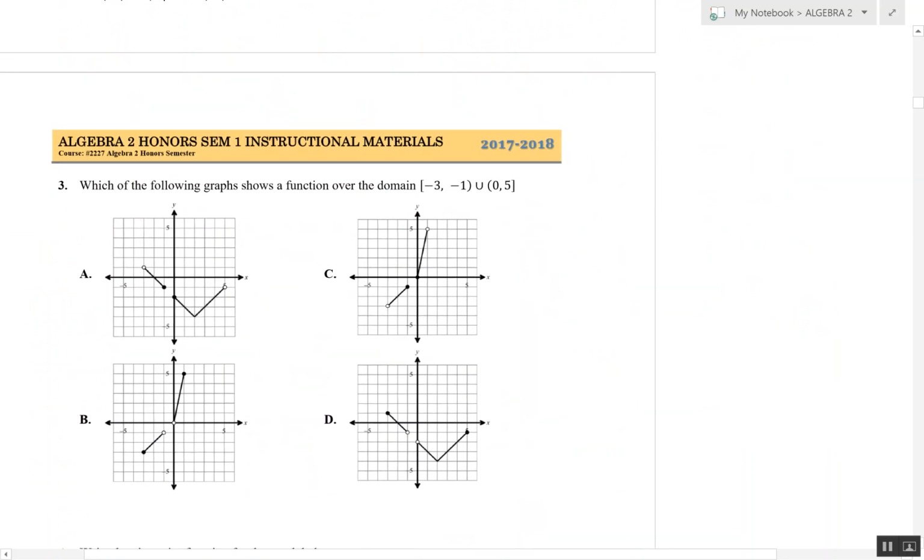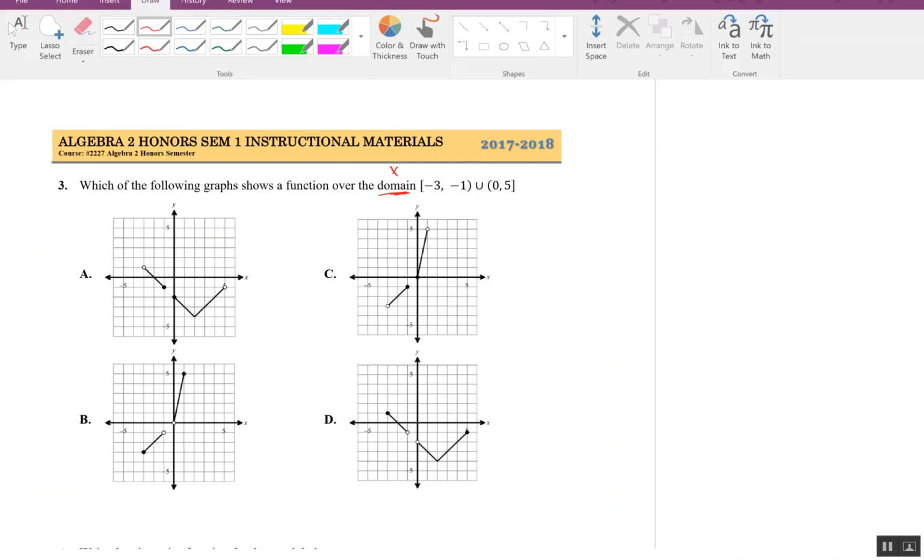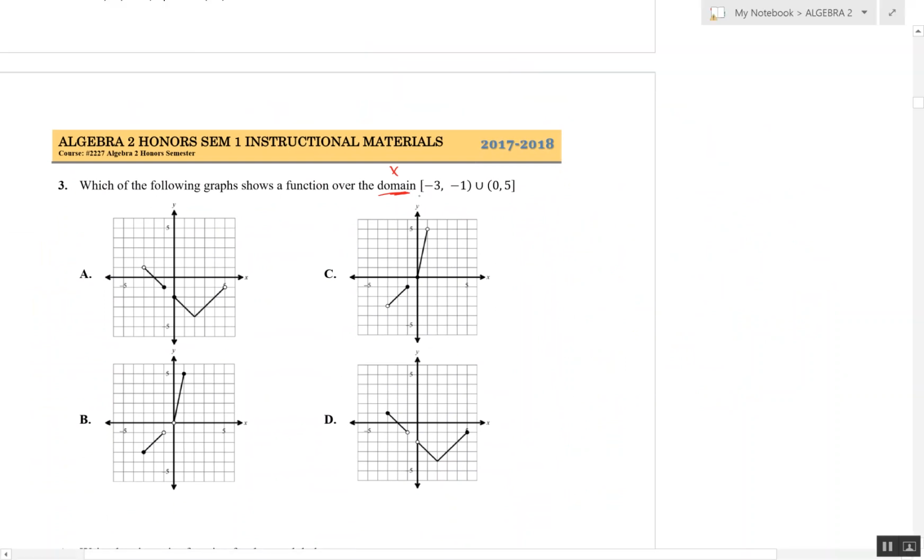It says, which of the following graphs shows the function over the domain of blah? Now remember, a domain in this case corresponds to your x values. So what I do in this case is try to eliminate some answers really quick. Notice that this is a closed parenthesis, which means it's going to be a closed dot. This is going to be an open dot, and closed dot. So I need to look for that pattern: closed, open, open, closed.